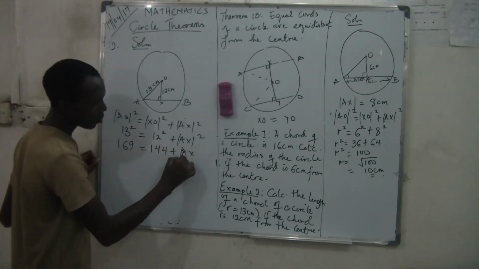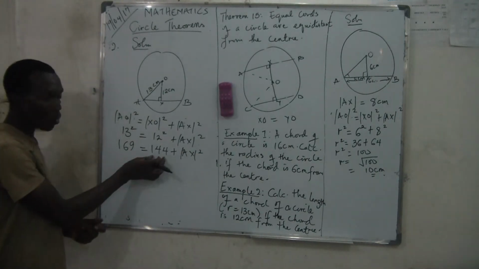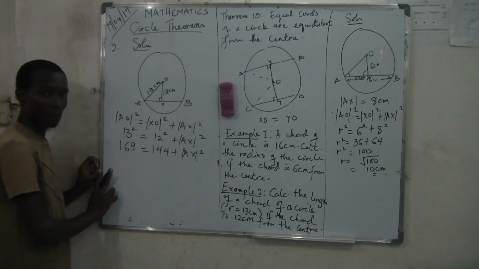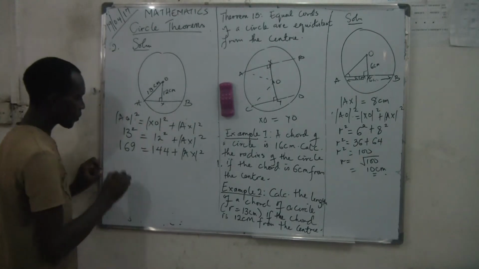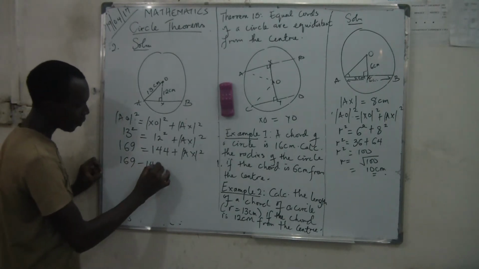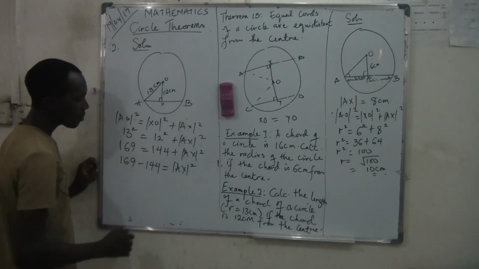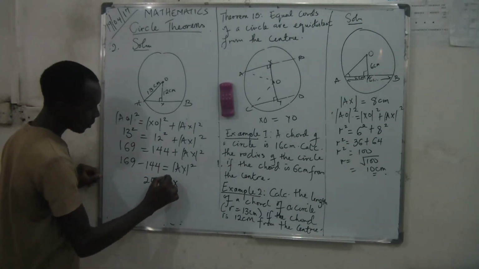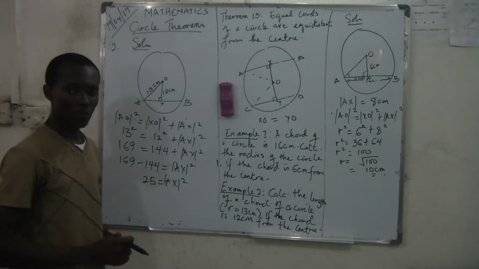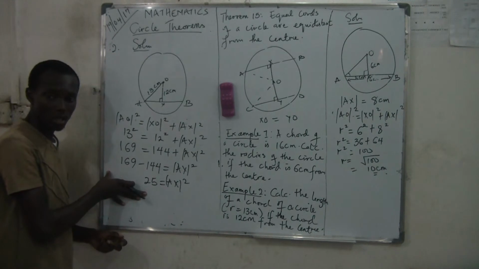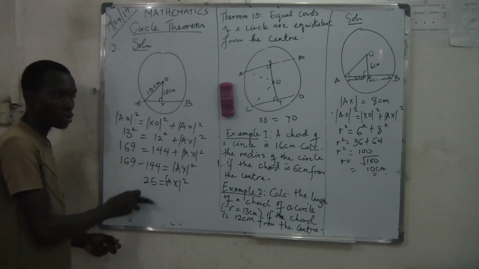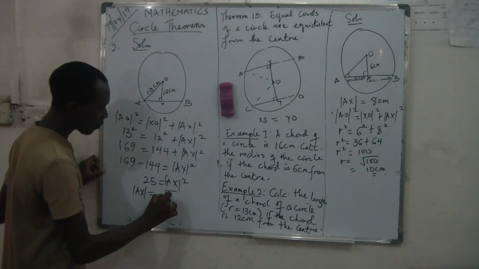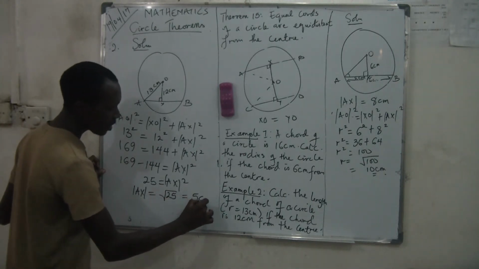144 plus AX square. By collection of like terms, when this 144 crosses the equal to, it changes to minus. Because when a positive sign crosses the equal to, it becomes a negative sign. And when a negative sign crosses the equal to, it becomes a positive sign. So we have 169 minus 144 is equal to AX squared. What's the difference between 169 and 144? That's 25. So 25 is equal to AX squared. If you remember from previous class, when a square crosses the equal to, it changes to a square root. And when a square root crosses the equal to, it changes to a square. So from that we can say that AX is equal to the square root of 25, which is 5 centimeters.